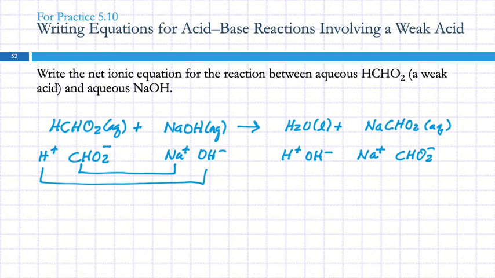So anything that's aqueous might be turned into individual ions. The exception is an acid that is not a strong acid. This is a weak acid, so we're not going to separate it into ions. We're going to write it down as it is. So what I'm going to do is I'm going to write the complete ionic equation. So that's going to be HCHO2.